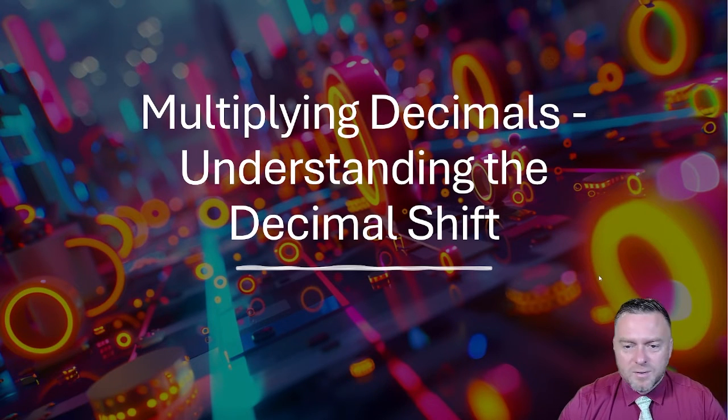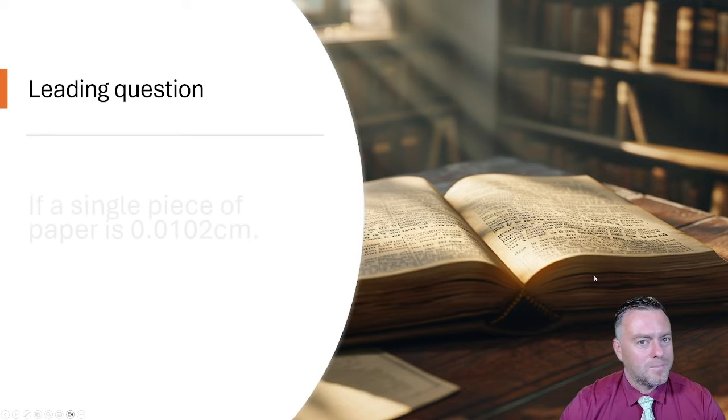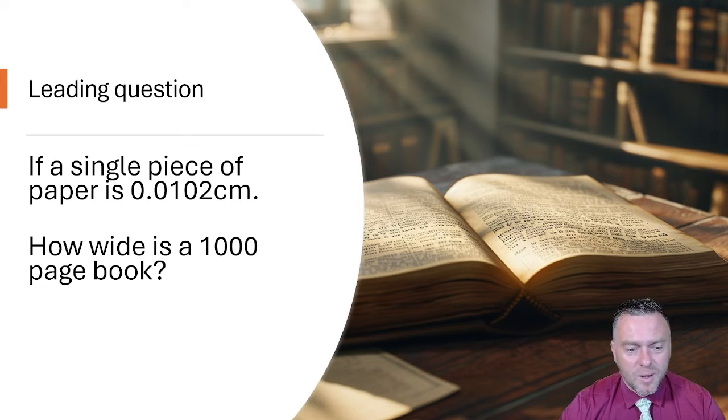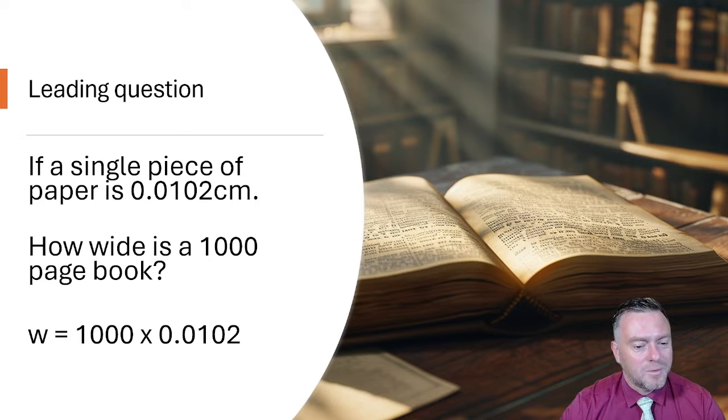To start, let's have a look at these book questions. If a single piece of paper is measured as 0.0102 centimeters thick, how thick is a 1,000-page book? Hopefully you've understood the concept here, and you just times 1,000 by 0.0102. You could type that in your calculator, or you can count how many zeros there are, because this is in powers of 10. There are 3 zeros, and then we have 0.0102. The number's going to get bigger, so the decimal point has to shift to the right, across 3 times, which will give you 10.2 centimeters.